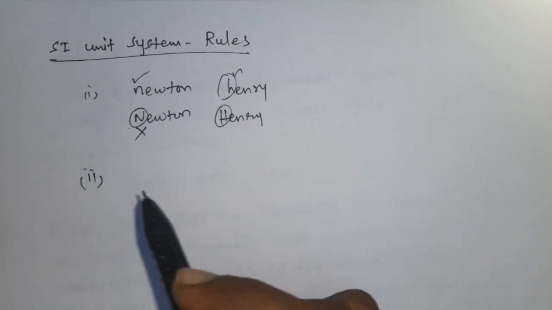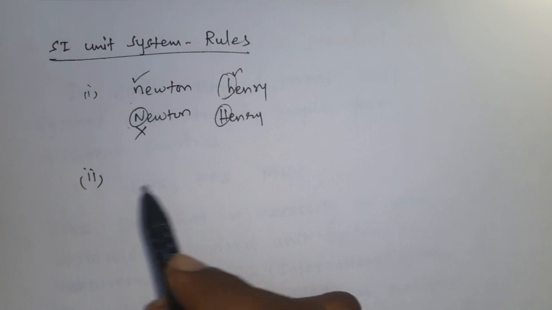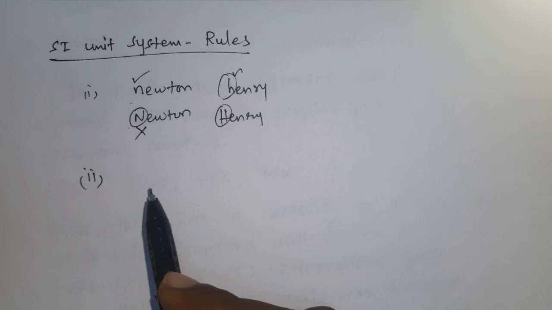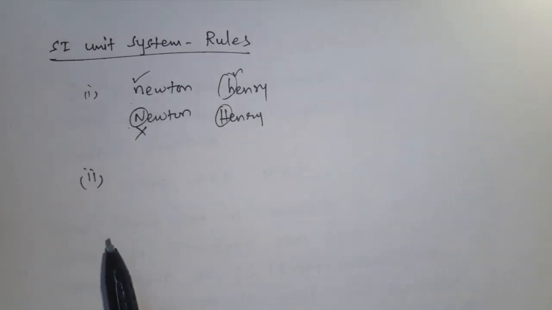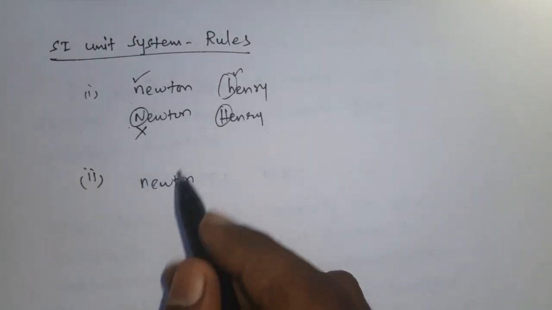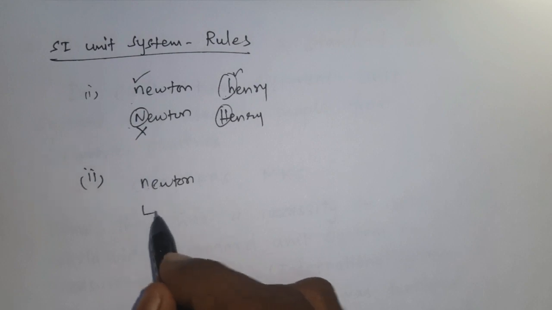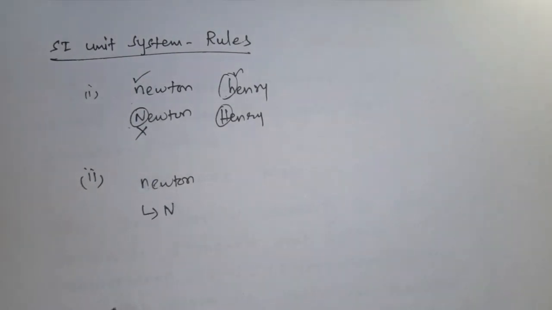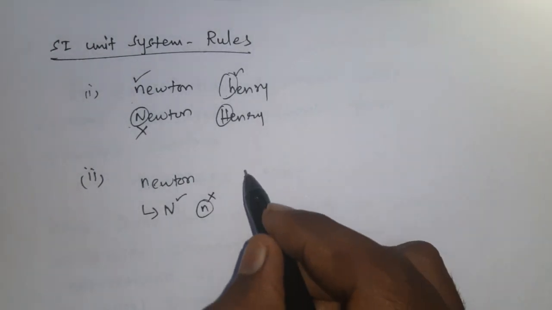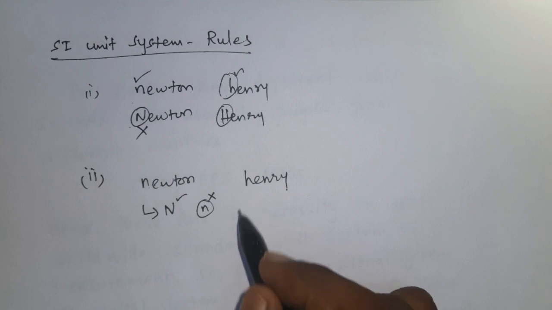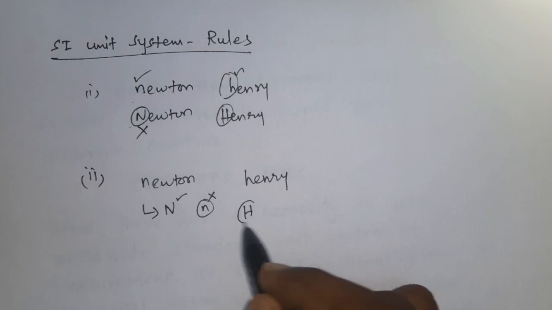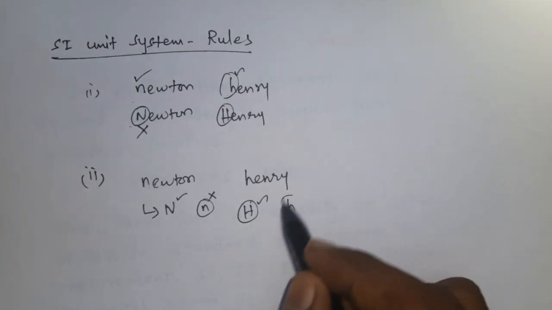Second rule, the symbols of the units named after scientists should be written with the initial capital letter. If you want to express the unit by the scientist's initial, it should be a capital. For example, newton. If you want to express it by the initial of the scientist's name, we have to write N, capital letter N. This is right. We should not write a small letter n. One more example, henry. If you want to express it in a single letter, that H should be a capital letter. H should not be a small letter.